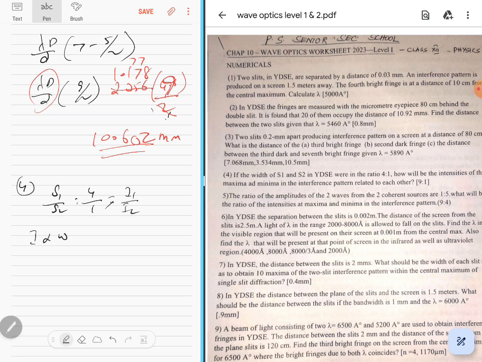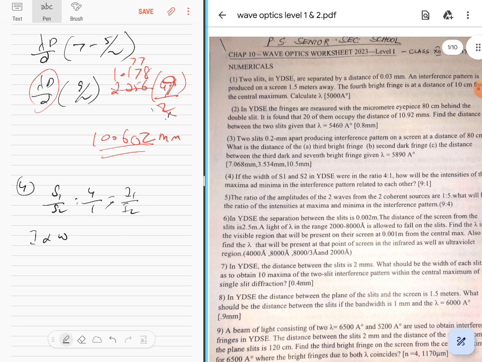How will the intensities of the maxima and minima in the interference pattern be related? Let me think. Okay, so let's continue.